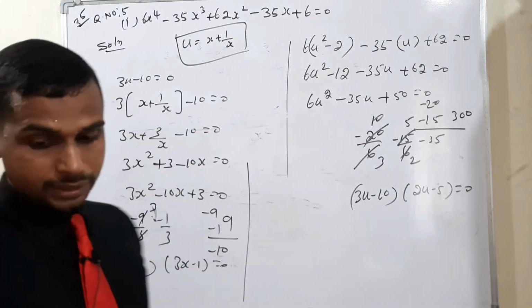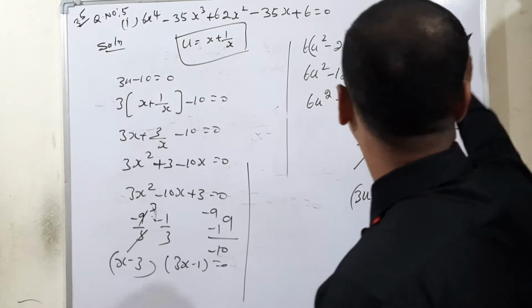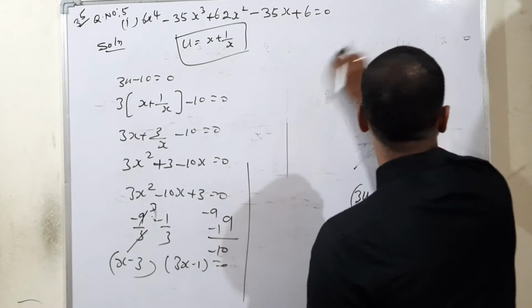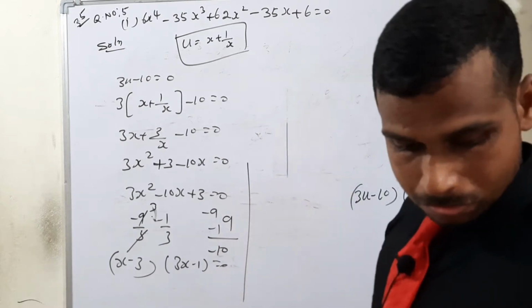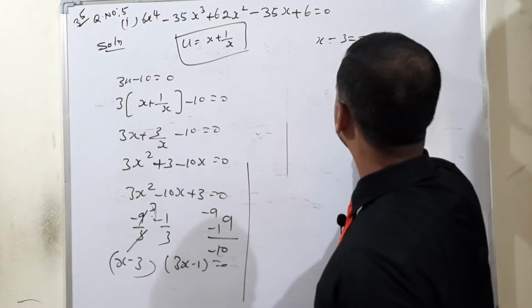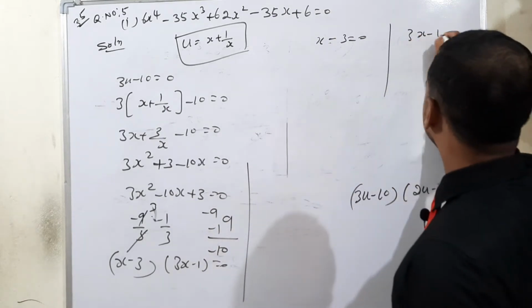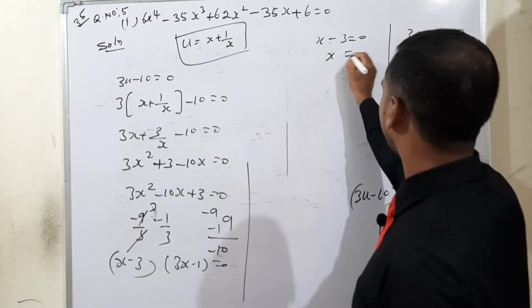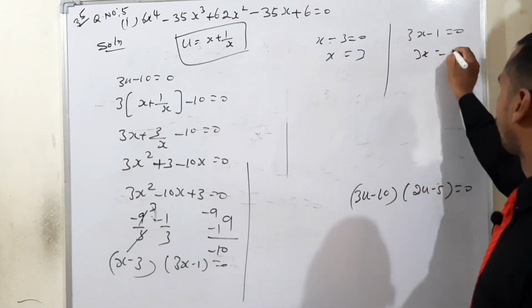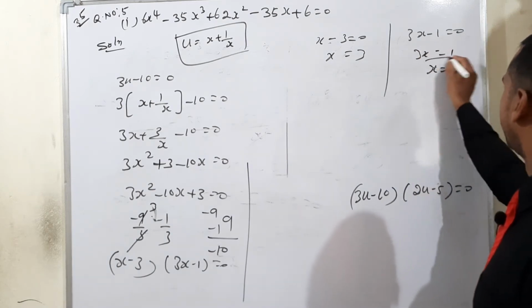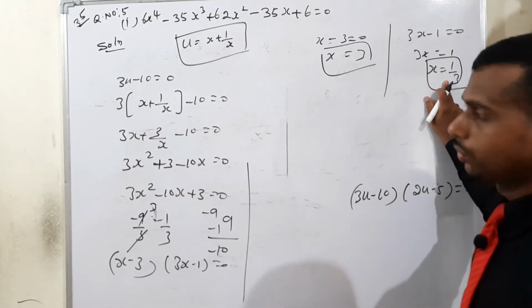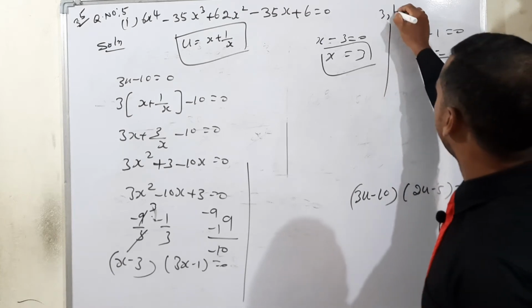Separate 0 means x minus 3 is equal to 0, first one. Next one, 3x minus 1 is equal to 0. Therefore, minus 3 bring out opposite sign means positive 3. Now here 3x minus 1, bring out opposite sign means positive 1. Therefore, x is equal to 1 by 3. See, this is 3, means reciprocal of the value 1 by 3. So, first two roots, what are the values? 3 comma 1 by 3.